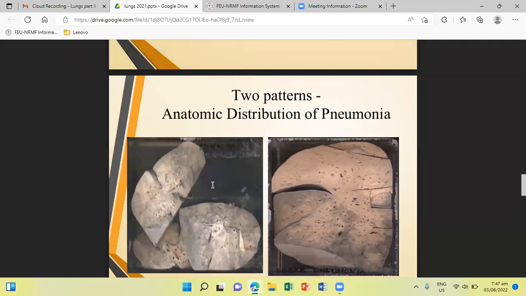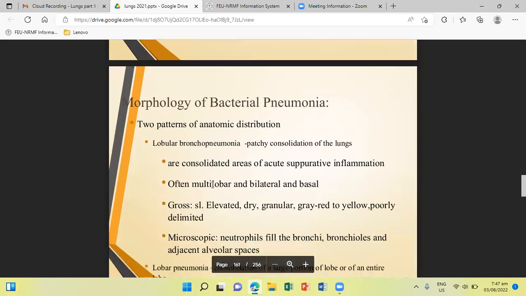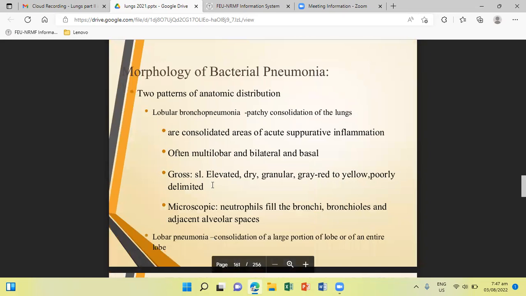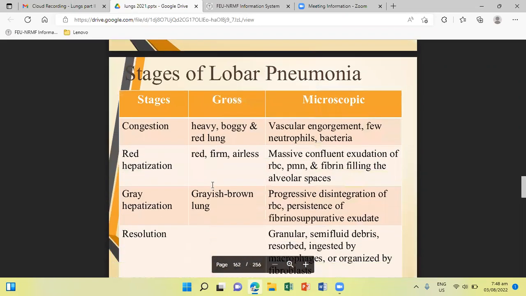It may be patchy or it may involve the entire lobe. So there are actually two terms that are used, lobular and lobar. For patchy consolidation, you have lobular, and then of course for the entirety of the lobe, you have what you call lobar. Now, as a pathologist, you take sections of the autopsy and then you examine it under the microscope. And if it is lobar, you are to see either of the 4 stages. So lobar pneumonia has 4 stages.